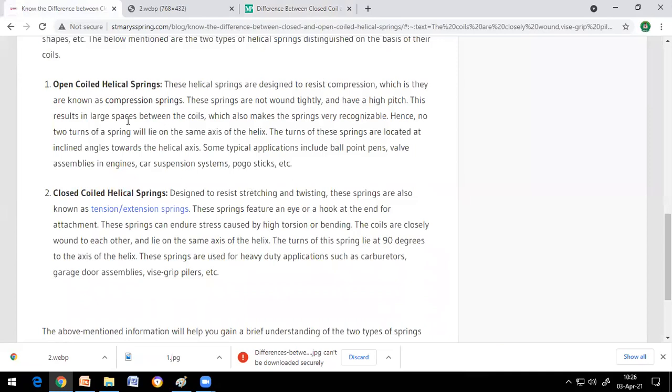And one more thing, these springs can endure stress caused by high torsion or bending. So these coils are closely wound to each other and lie on the same axis of the helix. And the turns of the spring lie at 90 degrees to the axis of the helix. What do you mean by that?